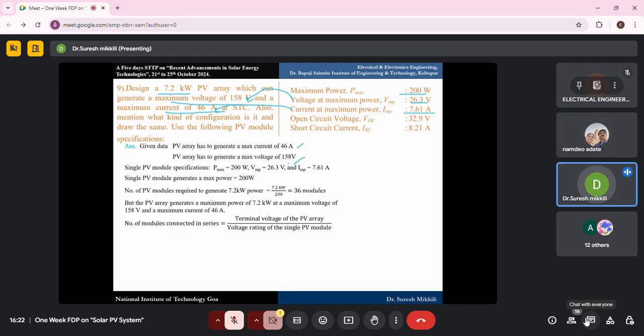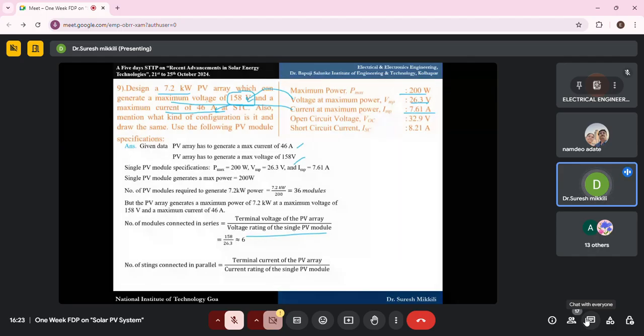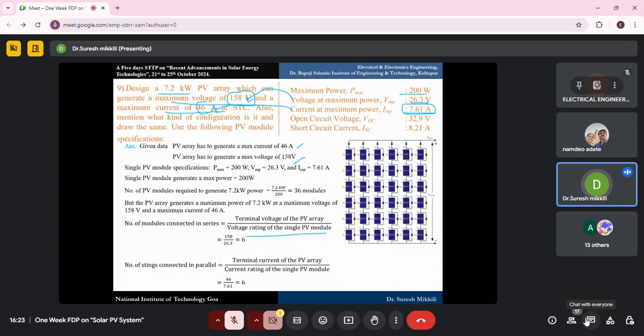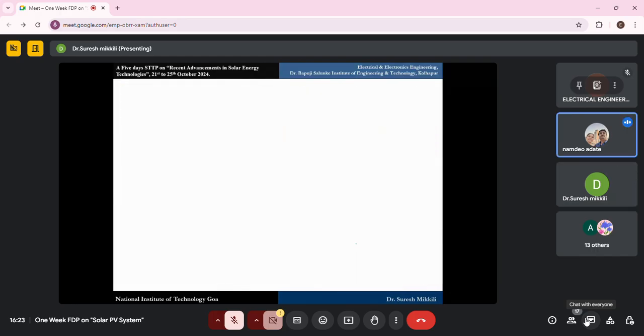The number of modules to be connected in series is total voltage, 158, divided by the voltage of a single PV module, 26.3. So 6 should be in series. Next, the number of strings to be connected in parallel is total current required, 46, divided by single module current, 7.6. So you need a 6 cross 6 structure. Is it okay? Next one.